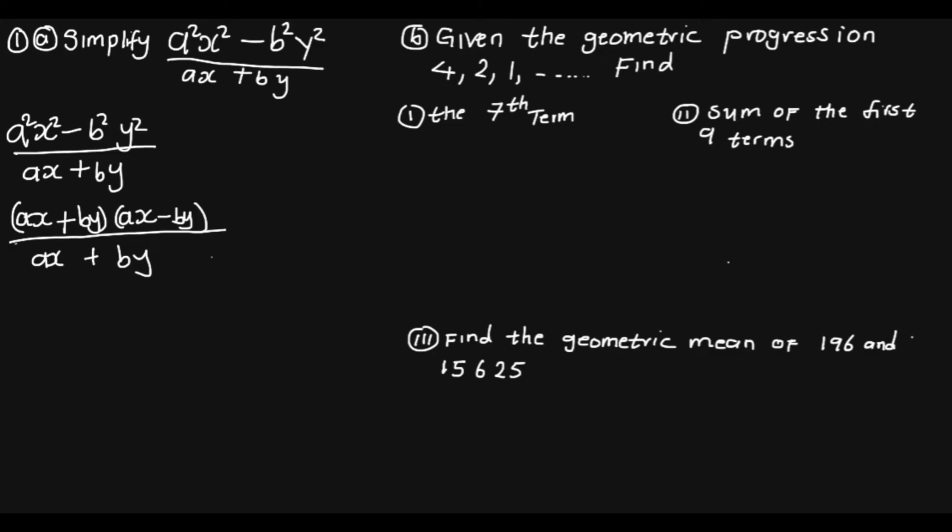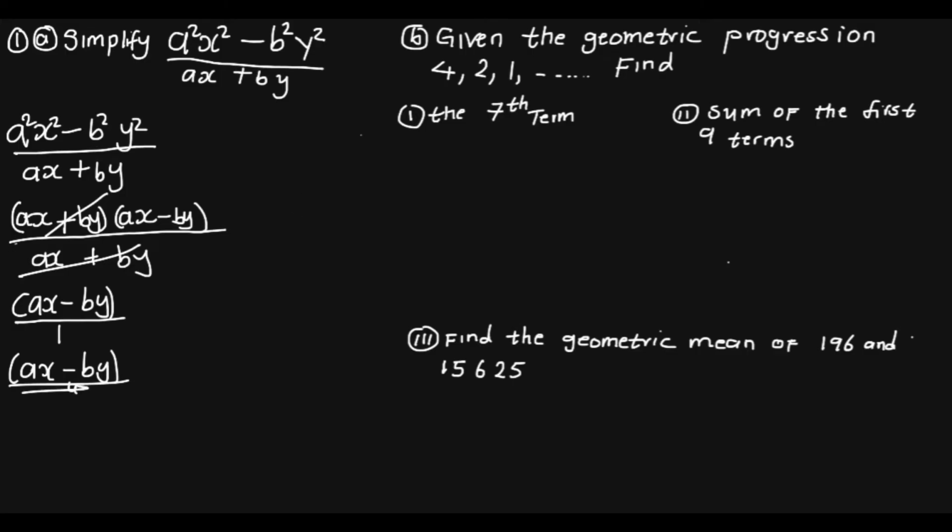Now let's compare with the denominator. The ax plus by is equal to the ax plus by in the first bracket, so we can cancel this. If we cancel this, we have ax minus by over 1 remaining, since the numerator has been cancelled. If we divide by 1, our final answer is ax minus by.